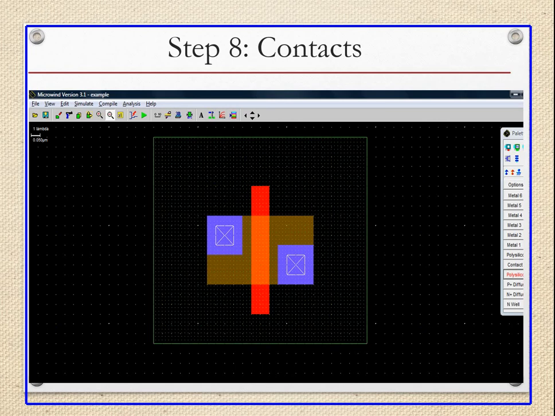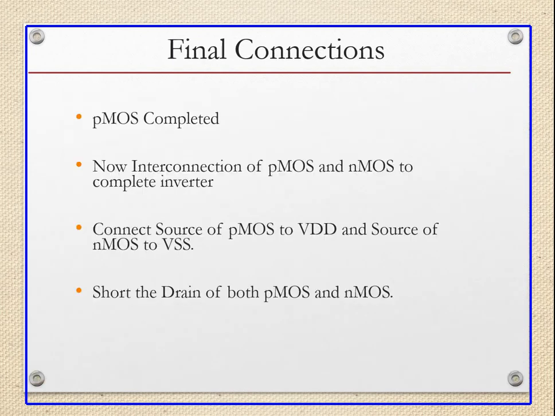So the contacts are put, that is the next step, and now finally we are ready with the PMOS. So PMOS is now completed, and now the interconnection of PMOS and CMOS is to be completed, so that we will get an inverter. So connect the source of PMOS to VDD and the source of NMOS to VSS. So we have to apply the power connections to the device.